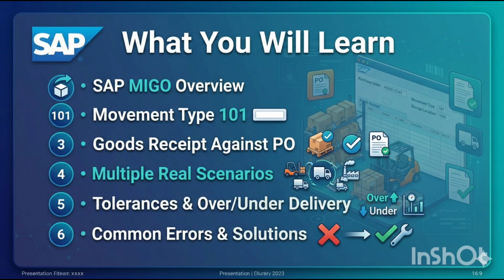We will also deeply understand tolerances, under delivery and over delivery tolerances, how they are configured and how they affect posting. Later we will cover common MIGO errors such as quantity exceeded, tolerance limit errors, movement type issues and their practical solutions. Finally, we will end with best practices and tips that experienced SAP users follow. By the end of this video, you will be able to confidently perform goods receipt in different situations and troubleshoot issues quickly. So let's move forward and start with fundamentals.